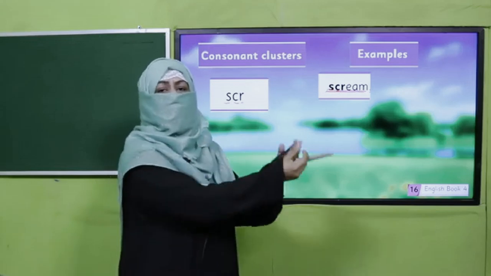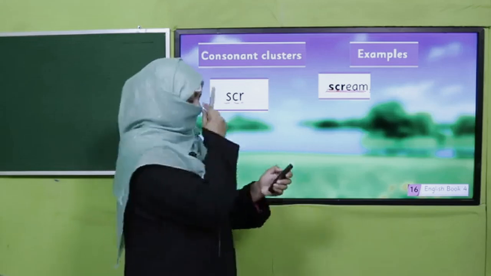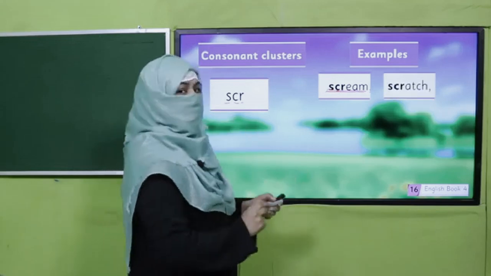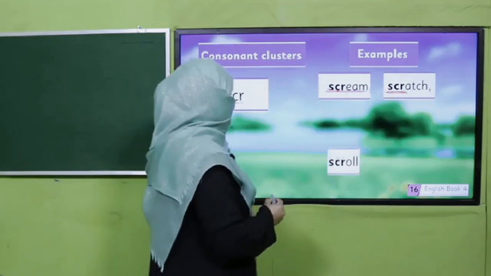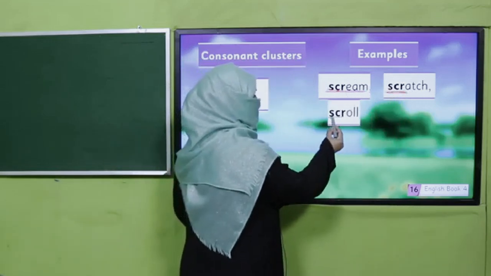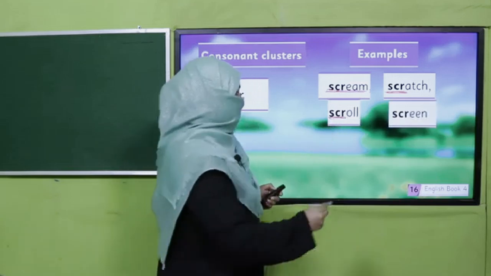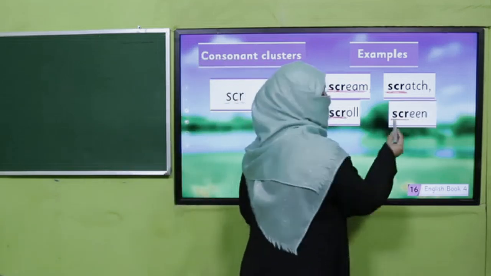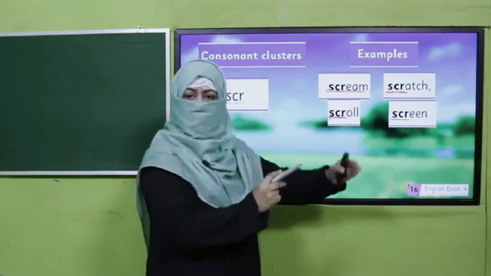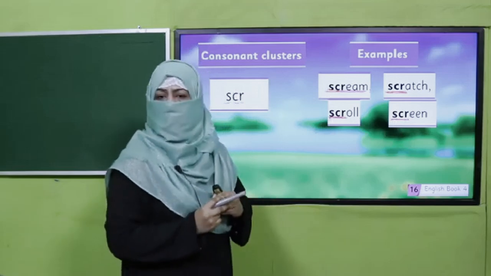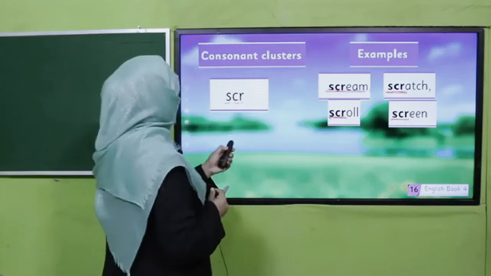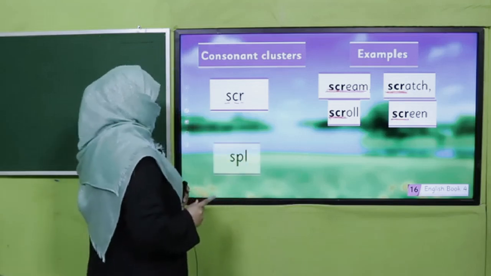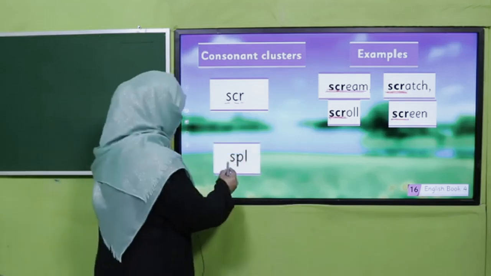Scream, right? So the next word is scratch, all right? The next word is scroll. And screen. So you have to say it and you have to practice it like this. You have to say it in one go. Screen, all right? So the next consonant cluster is spl, S-P-L.